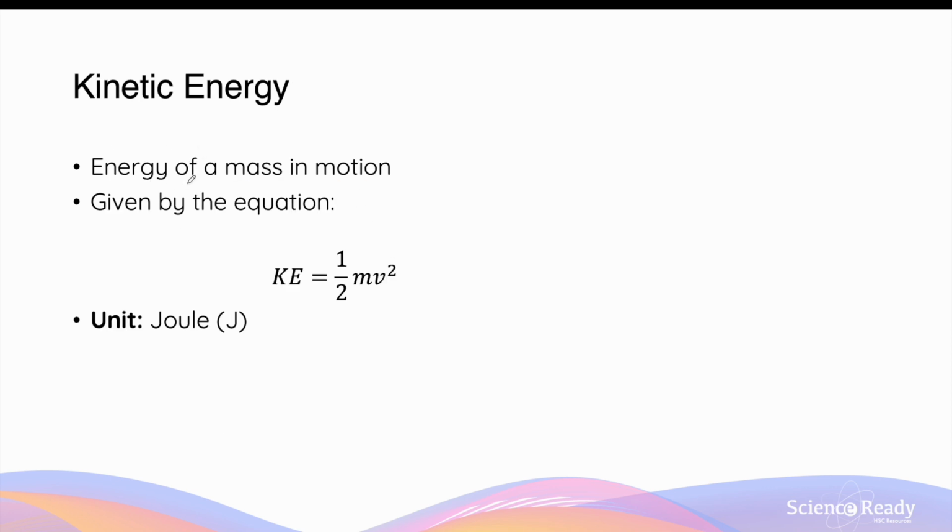Kinetic energy is the energy of a mass in motion. It is given by the equation half times the mass of the object times its velocity or speed squared. And the unit for kinetic energy, as well as all other forms of energy, is joules, which is abbreviated as J. It is important to note that all forms of energy, including kinetic energy, are scalar quantities, which means when you're doing calculations, you only need to supply the number and the units without any direction.